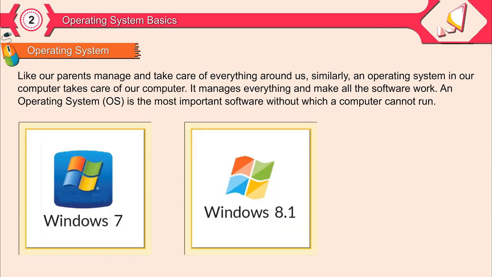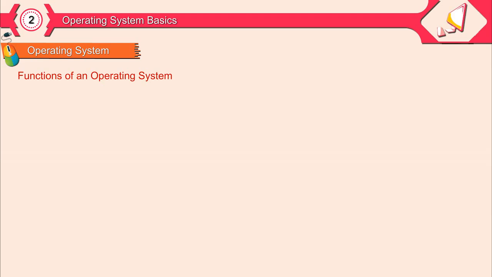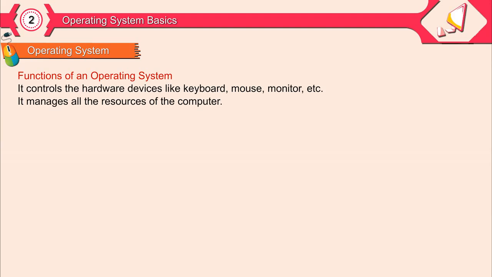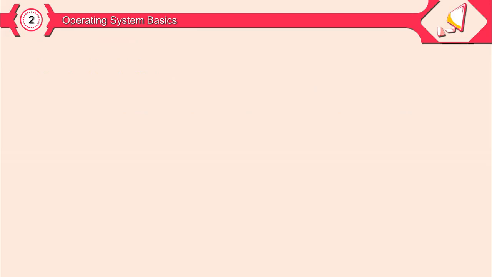An operating system, OS, is the most important software without which a computer cannot run. Windows 7, Windows 8.1, Windows 10. Functions of an operating system. It controls the hardware devices like keyboard, mouse, monitor, etc. It manages all the resources of the computer. It keeps track of all the programs and guides the operations of the computer according to our instructions.